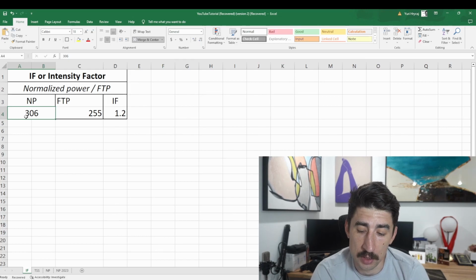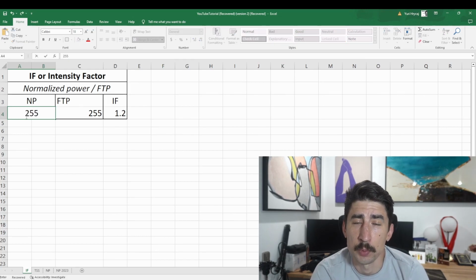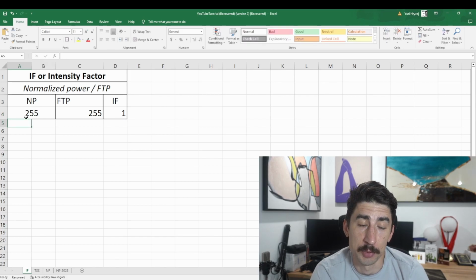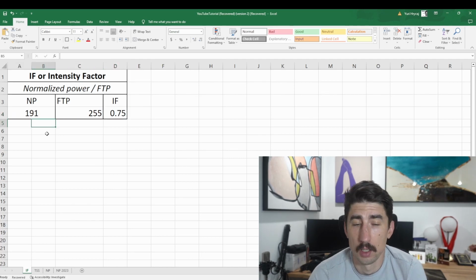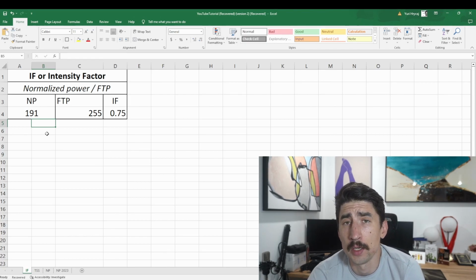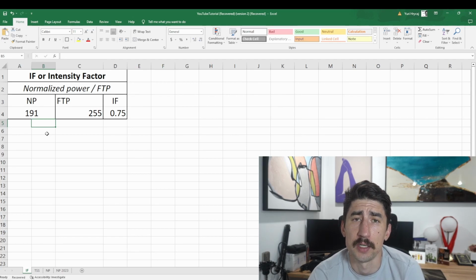Now, if I change the normalized power to exactly what my FTP is, we will get a 1, because that'll be 100%. 127 normalized power will show us an IF of 0.5 or 50%. 191 normalized power will be 0.75. We already discussed that 255 would be 1. And then again, we gave an example of 306 being 120% of FTP.